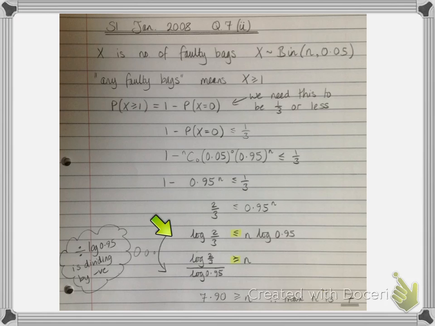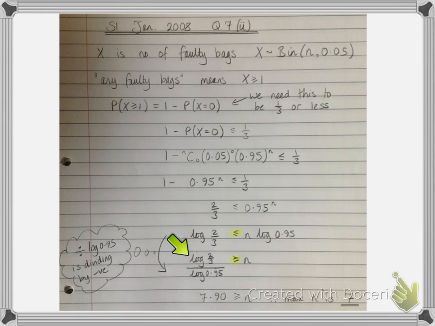If we log both sides, and then on the right-hand side use the fact that log of 0.95 to the n is the same as n log of 0.95, then we just need to get n on its own. We'll divide by log of 0.95. Now, log of 0.95 is actually a negative number. Log of a number between 0 and 1 is negative. So we're dividing by a negative, so this inequality is going to flip round to be an inequality in the opposite direction. So instead of n greater than or equal to this, we're going to have n less than or equal to what we get here.